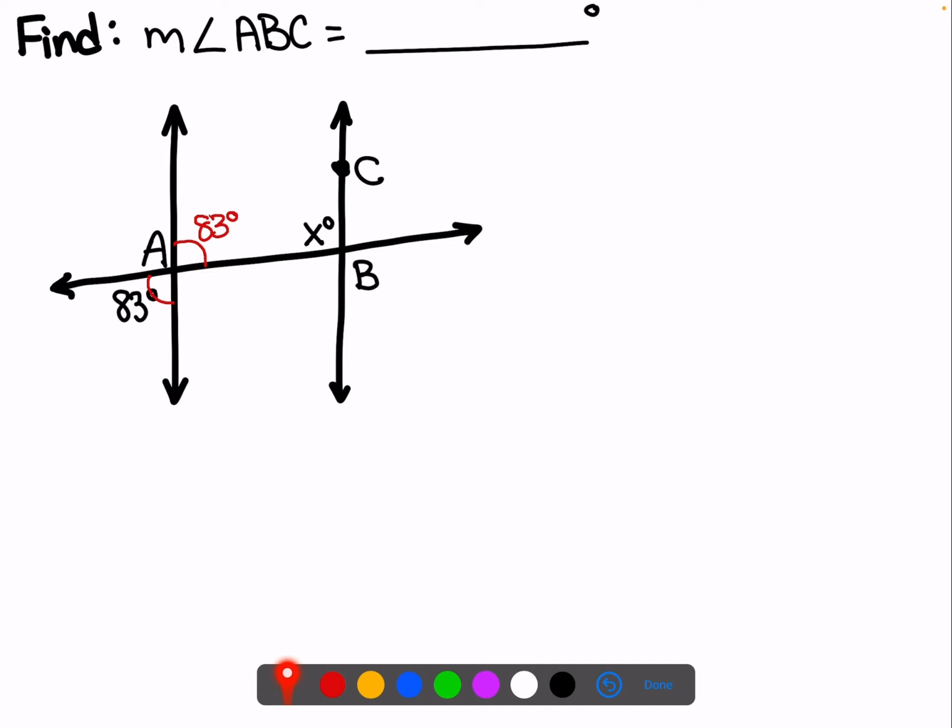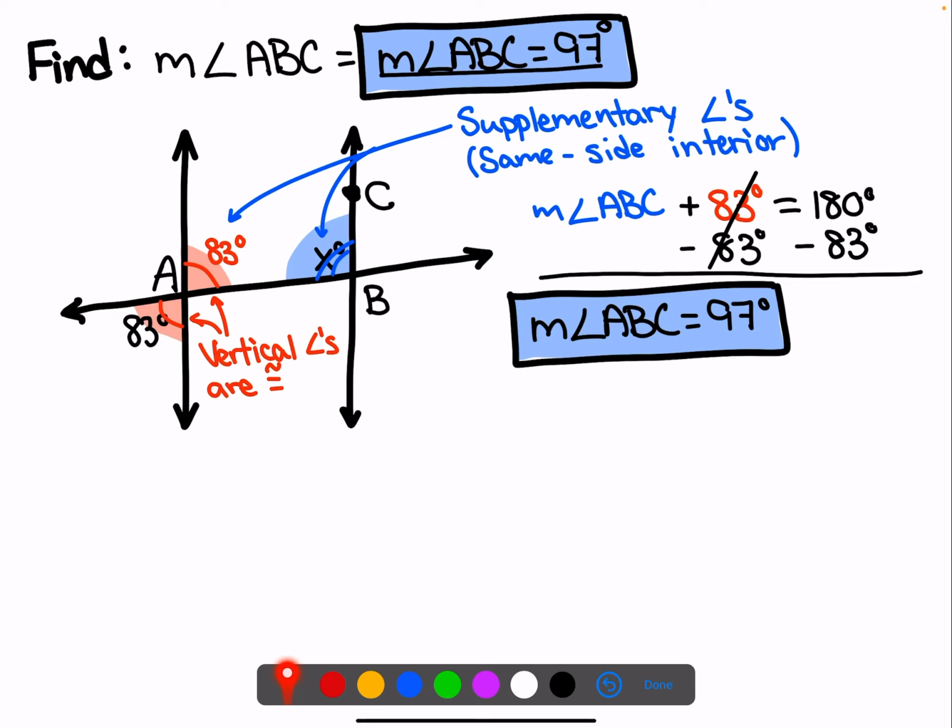And if we recall, same-side interior angles implies that these angles will be supplementary. So therefore, we can say angle ABC plus 83 degrees equals 180 degrees. Subtracting 83 from both sides, we see that the measure of angle ABC is equal to 97 degrees. So that is our answer for this problem.